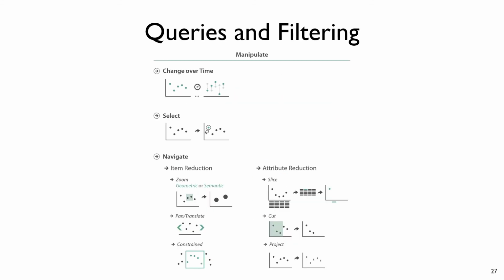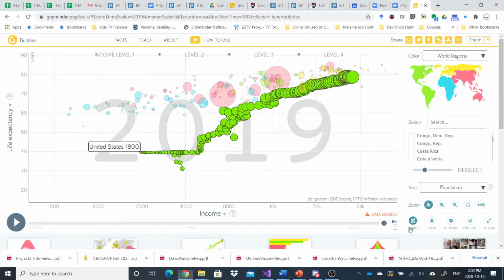So I'm going to take a brief pause because I've got to go pick up my kids actually. And then when we come back, we're going to be looking at attribute reduction, like slicing, like cutting, and like projections. All right, talk to you soon.